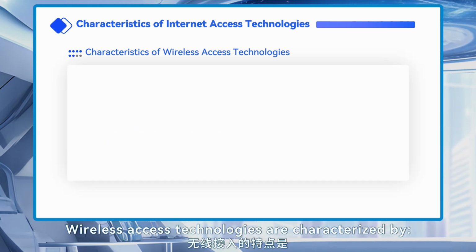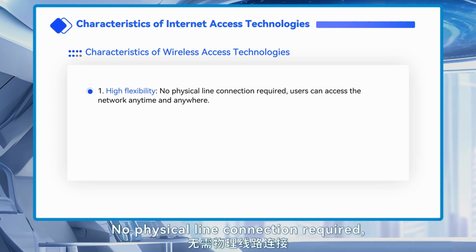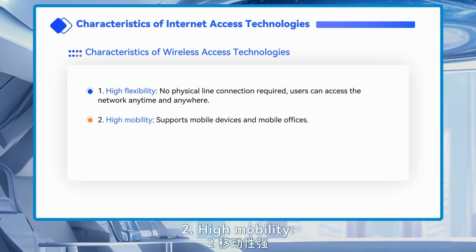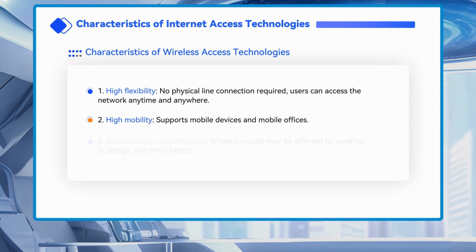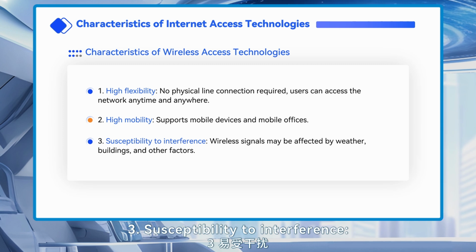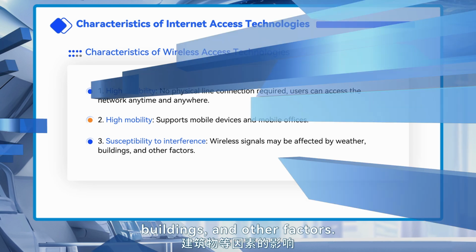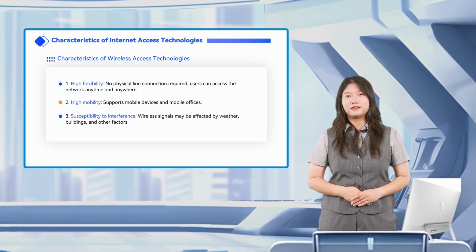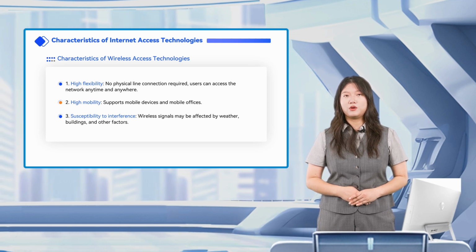Wireless access technologies are characterized by: 1. High flexibility. No physical line connection required, users can access the network anytime and anywhere. 2. High mobility. Supports mobile devices and mobile offices. 3. Susceptibility to interference. Wireless signals may be affected by weather, buildings, and other factors. Both access methods have their own advantages and disadvantages. When choosing an access method, we need to consider our own needs and actual circumstances.